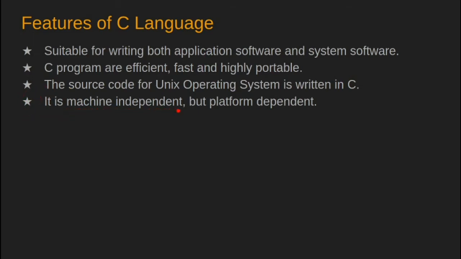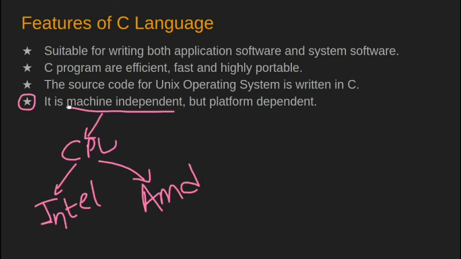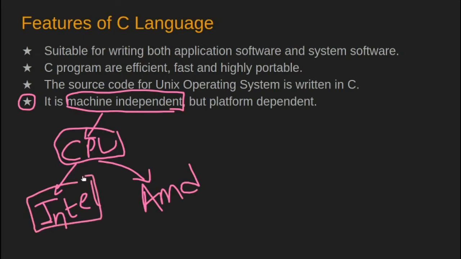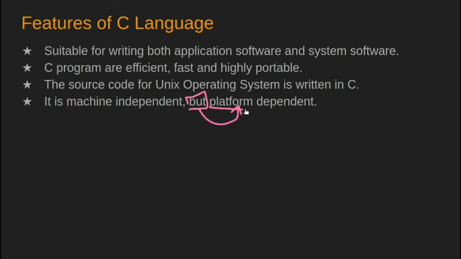The final point says that the C programming language is machine independent. Now what do you mean by that? It basically means that the C programming language is hardware independent. So if we are using a computer system which has an Intel CPU or an AMD CPU, it just doesn't care, but it is platform dependent, or you can say operating system dependent.